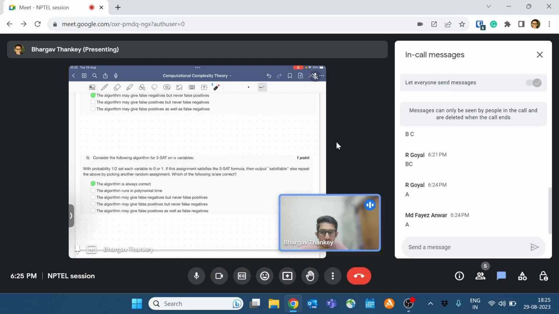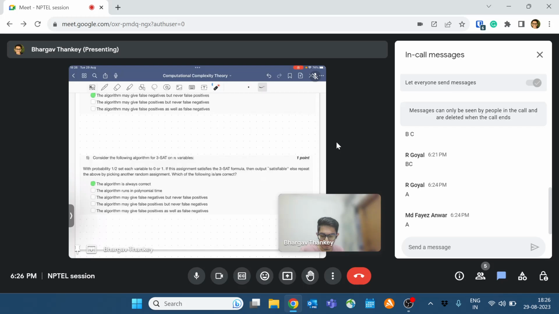But what about polynomial time? For each variable, for each literal, we have two possibilities, and we keep on repeating this experiment. So in total, we'll have to exhaust 2 raised to the power n possibilities in the worst case. So this algorithm need not run in polynomial time, and in fact, it won't run in polynomial time. And since A is true, B, C, and D cannot be true, because if it's correct, you don't have false positives or false negatives, right?